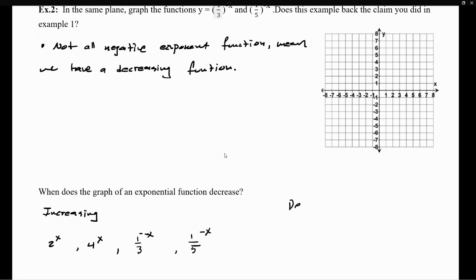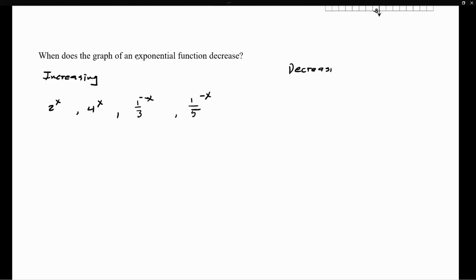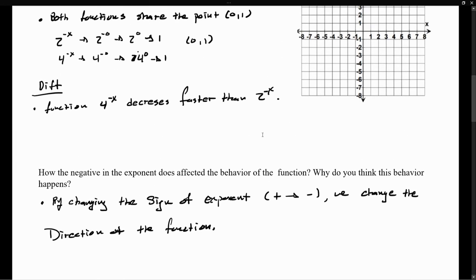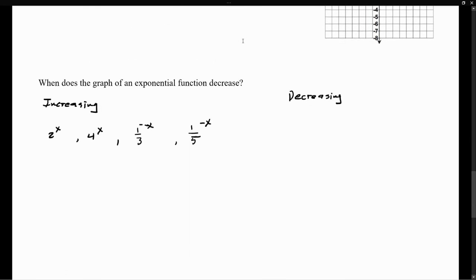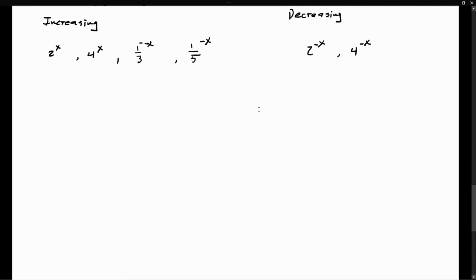And we have shown that, at least for the examples that we have worked on today, the functions 2 to the negative x and 4 to the negative x are decreasing. But we want to concentrate on those that have a negative exponent. So we're not going to discuss too much 2 to the positive x and 4 to the positive x. Let's concentrate on those that have a negative exponent, because that's pretty much what we want to show.